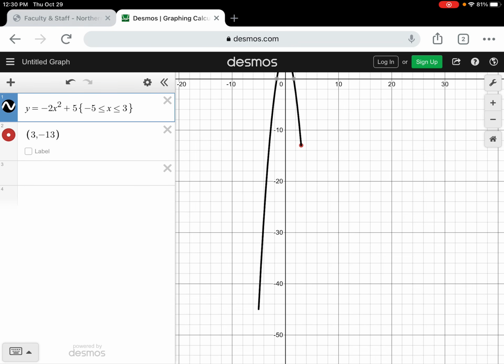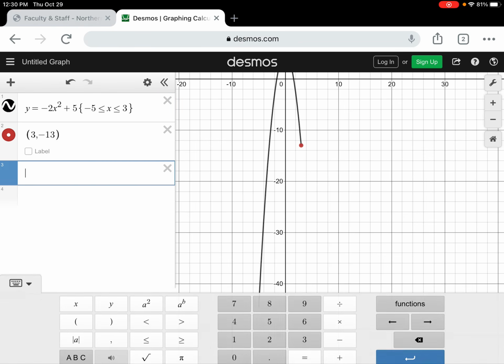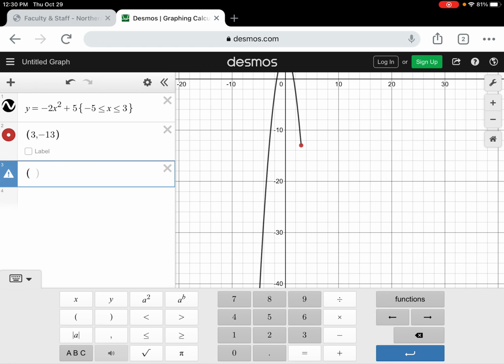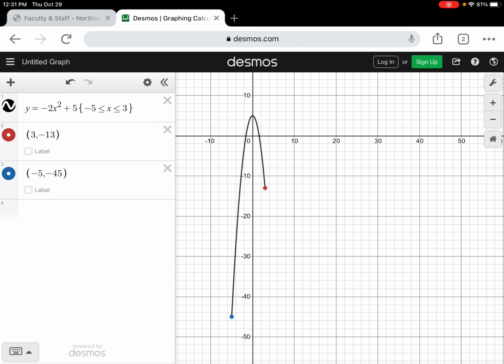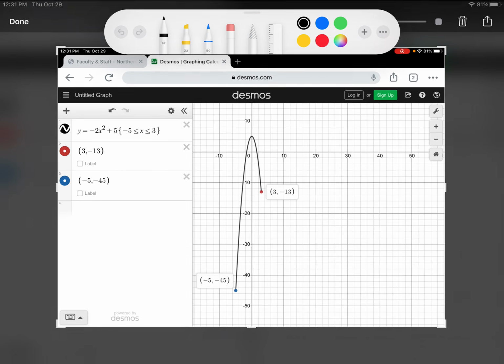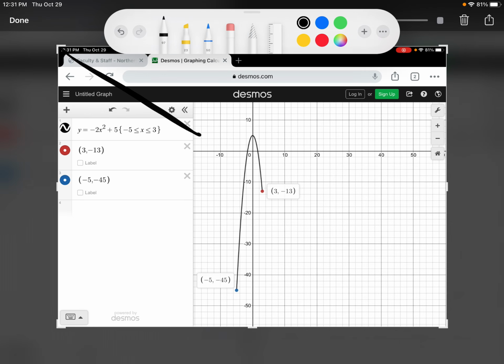And then I have another point down here. What is that point? At negative 5, negative 45. I'll copy this picture and bring it to my notes, and we'll talk about what we are doing in that problem, okay?